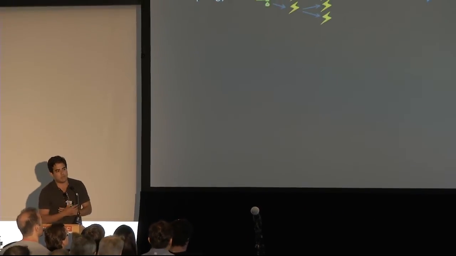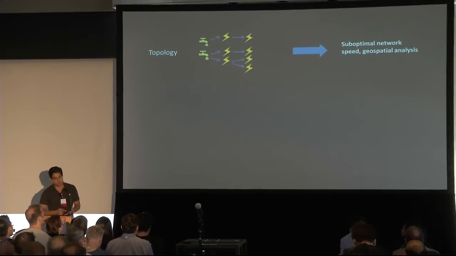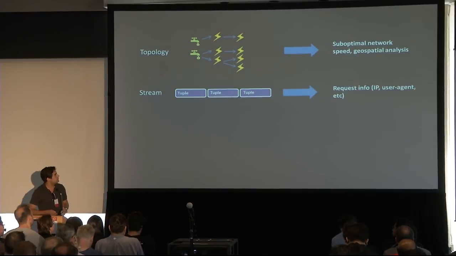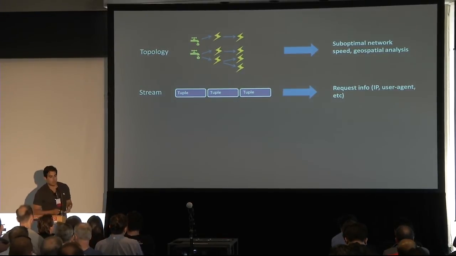How we break it down for this type of analysis is based on the analysis that you're doing. So suboptimal network speed will be one topology, geospatial analysis would be another. You can do those simultaneously, but again, since we're trying to build a platform, we need to be portable across different clients, across different projects, so we need that level of portability. The stream is what actually carries your data throughout the topology.